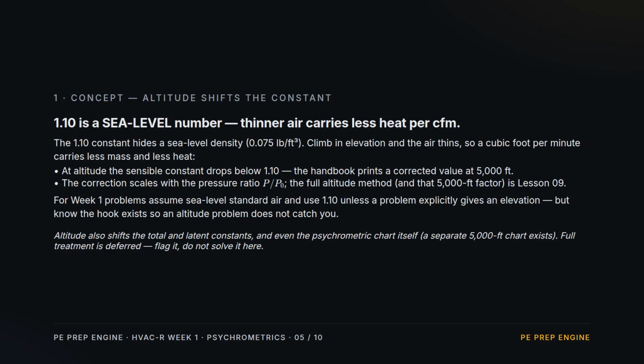Concept 4. Altitude. That 1.1 hides a sea level density, so up in the mountains, where the air is thinner, a given airflow carries less heat, and the constant drops below 1.1. The Handbook prints a corrected value at 5,000 feet. We defer the full altitude method to Lesson 9. For now, sea level and 1.1. But know the hook is there.